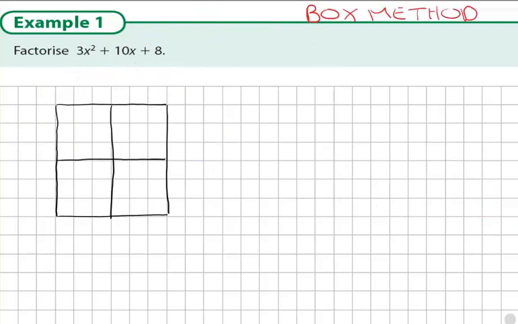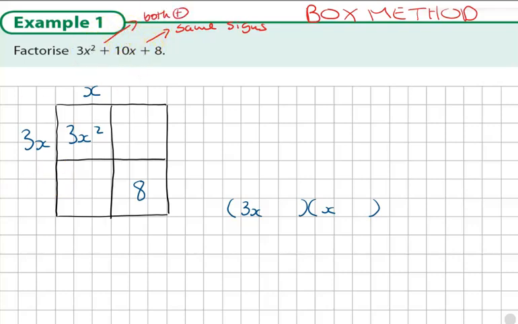So now I'll do the same question, but using the box or the array method. So I put the 3x squared in the first box and the 8 in the last box. So 3x times x will give me 3x squared. So I've got 3x in the front of one bracket and x in the front of the other bracket. This plus tells me the signs are the same. This plus tells me they're both plus.